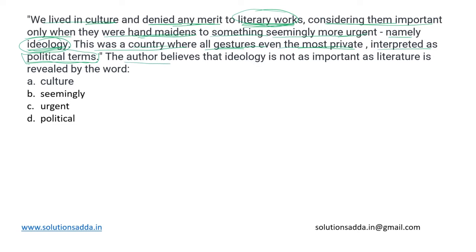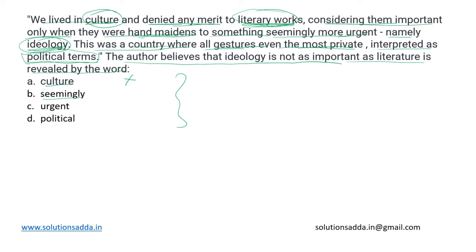So the author believes that ideology is not as important as literature, and this is being revealed by which of the following words that we need to determine. Now, looking at the first option, culture: this particular word appears over here in the paragraph, and it simply implies what that culture is actually doing. It is not talking about the author's beliefs. So this won't be the answer.